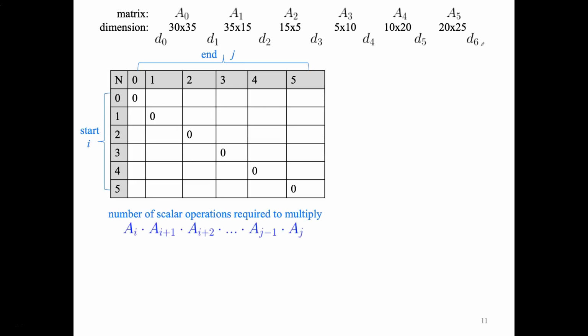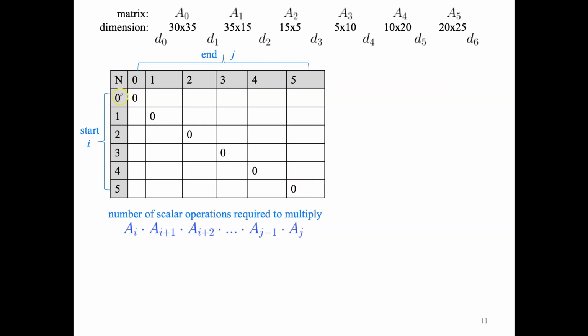Now we're going to start to fill in our n table. This represents the number of scalar operations which are required to multiply all of the matrices starting with A sub i, where i is whatever value we've got over here. This is our starting point, and going all the way up until A sub j. This is our ending point, whatever value we have on the right. So we're going to fill these diagonals kind of from left to right, going down.